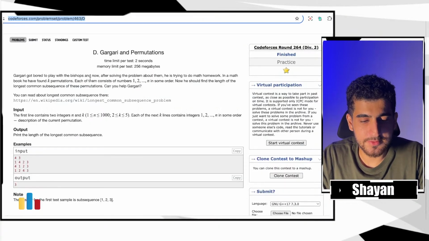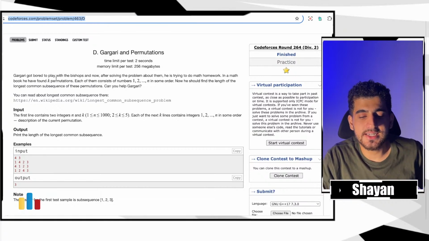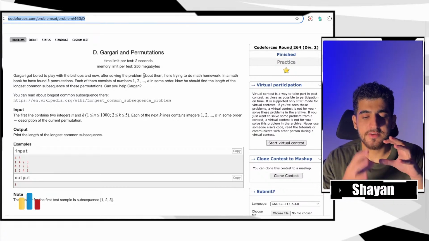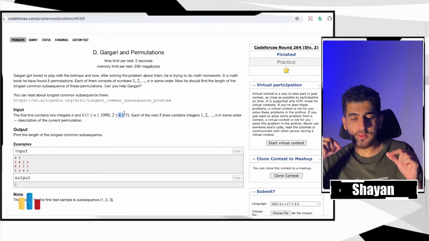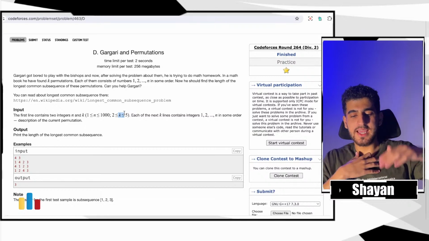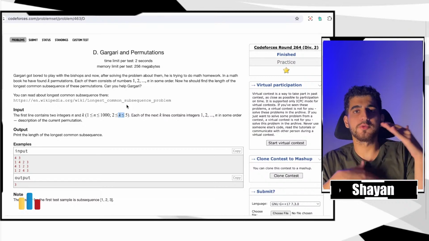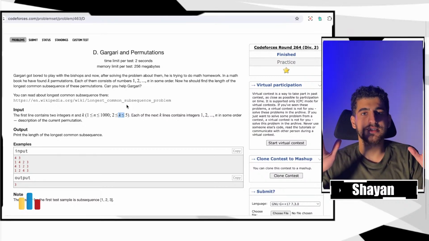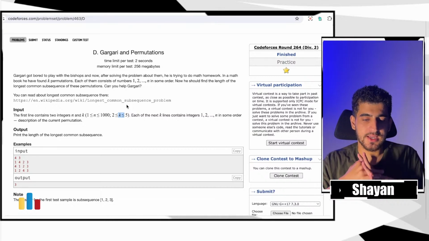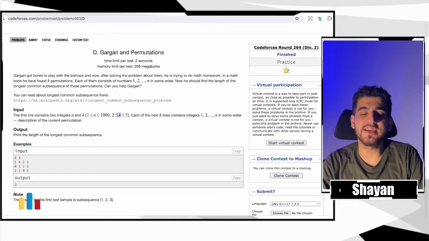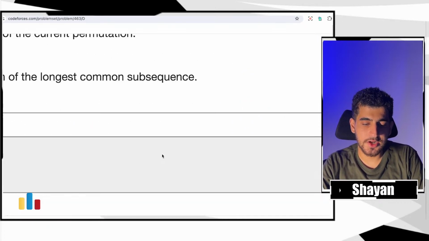Let me tell you the next problem. The next problem, Gergary and permutations. It says that we have several permutations. We have k permutations of numbers. K is at most 5. And we want to find the longest common subsequence in these 5 permutations. This problem is not LCS. It is very similar to LCS, and we will cover LCS. But it is not exactly LCS because it has k permutations, and we need to find out the longest subsequence that is common in all of them.